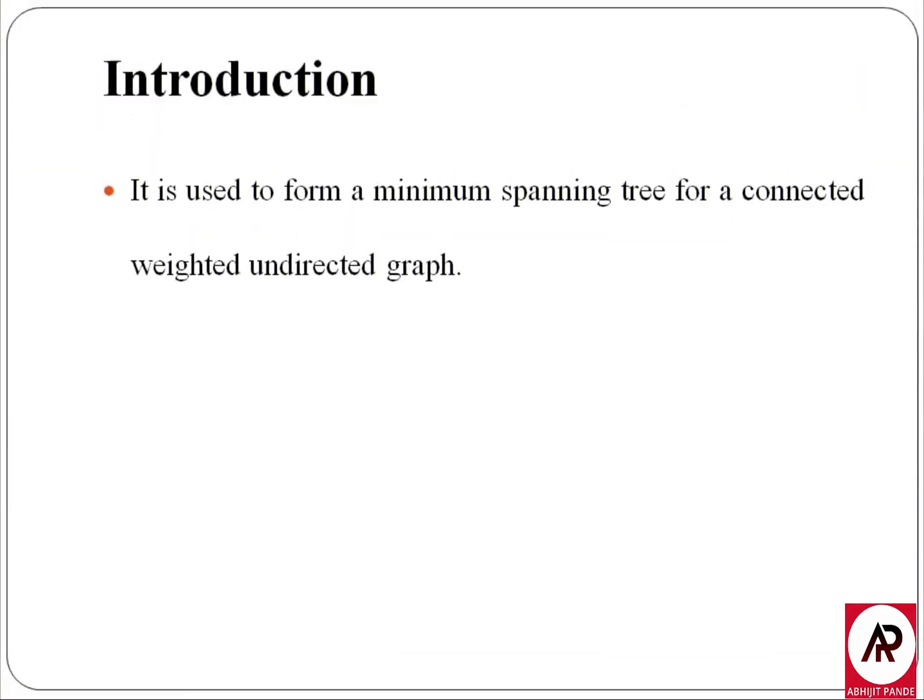The Kruskal algorithm is used to form a minimum spanning tree for a connected, weighted and undirected graph. Now, a weighted graph is a graph in which some weight or some cost is assigned to the edges that are present inside a graph.